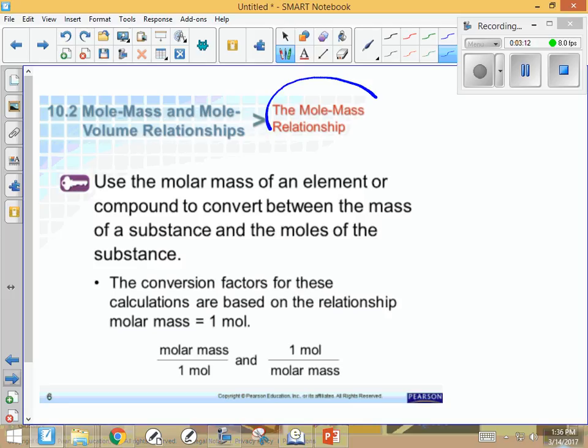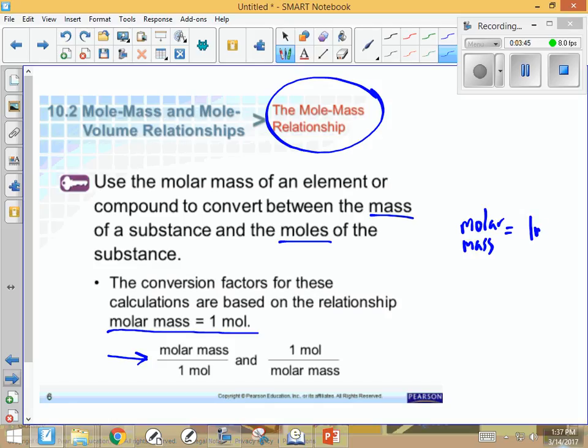The mole-mass relationship. You can use the molar mass of an element or compound to convert between the mass and the moles of the substance, okay? Now, here are my 2 conversion factors right here. And where did they come from? They came from this statement right here. Let me write that to the side. Your molar mass equals 1 mole of that substance, okay?